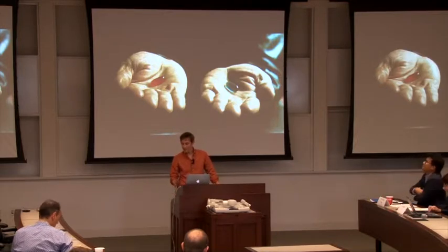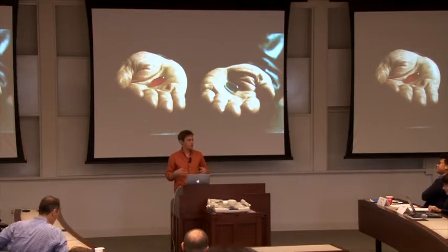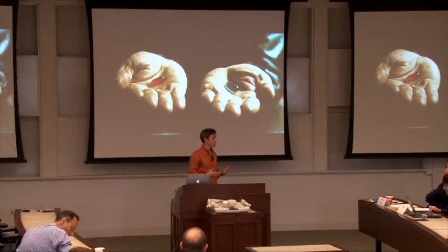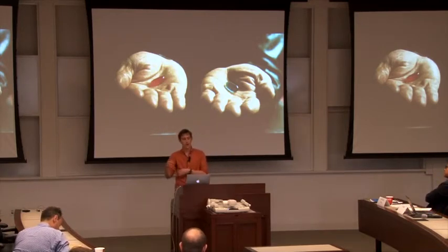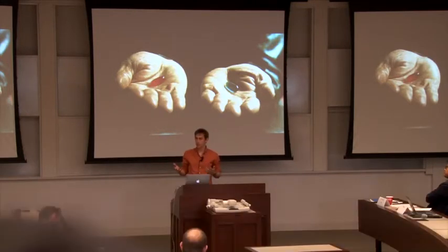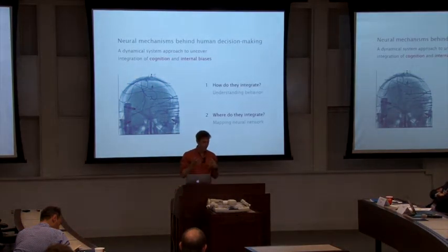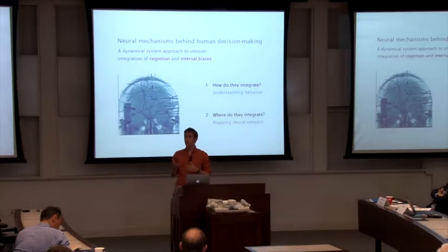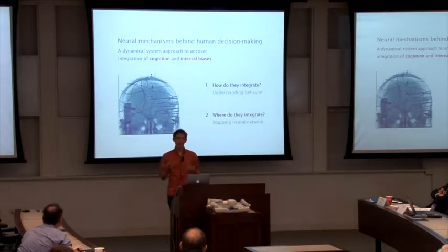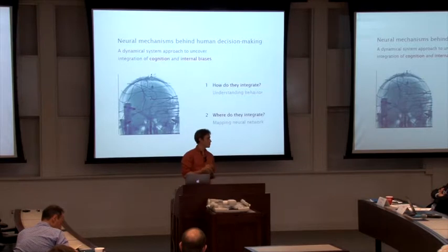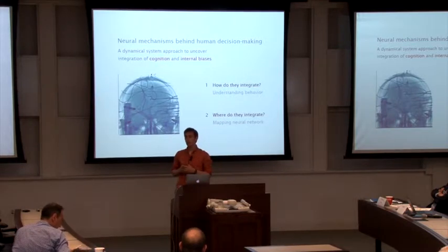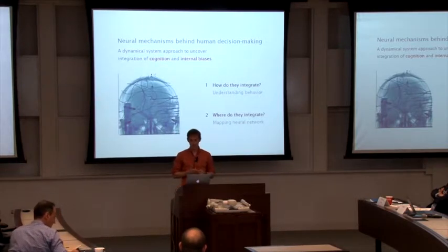So both cognition and internal biases have been shown to be needed in order to help us make decisions. In particular, the idea is that emotion plays a modulatory role on whatever cognition is telling us to do. But the exact relationship between the two is not very well understood. And so in this study, we wanted to try to answer two very simple questions. The first one is, how do cognition and internal biases integrate? And the second question is, where is this happening in the brain?